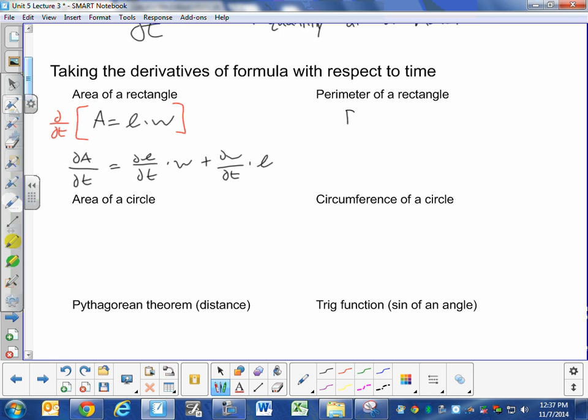You can do the same thing with the perimeter of a rectangle. Perimeter is double my lengths plus double my widths. Well, if I want to find the rate at which the perimeter is changing, you would take the derivative with respect to t of it. This is dP/dt. This is 2 dL/dt. This is 2 dW/dt.